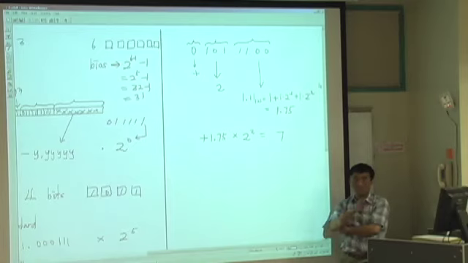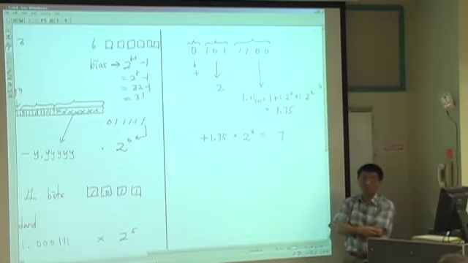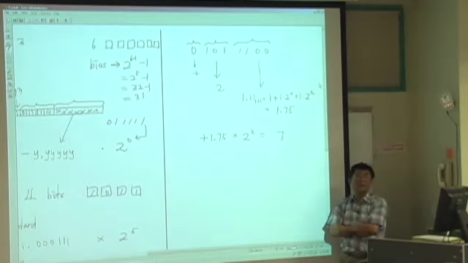How about the sign? We have 0 for a plus. Is that the sign of the exponent or the sign? That's just the sign. Sign of the number. Plus 7 or minus 7, sign of the number, whole number.